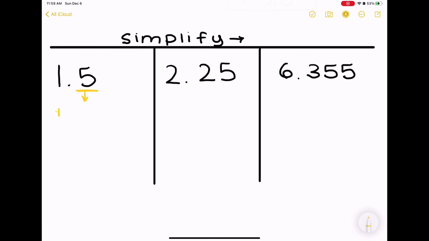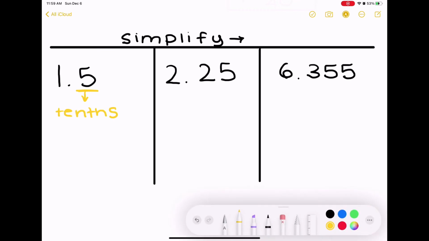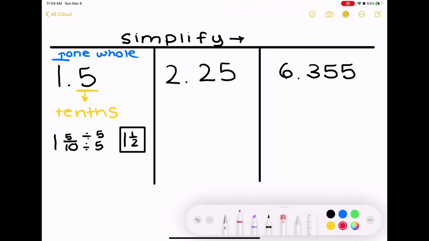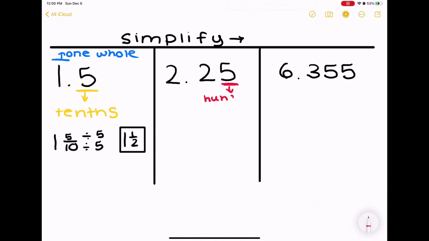Now let's go ahead and simplify. So for the first one, the last digit is in the tenths place, and there is one whole. So this means we'll have 1 and 5 over 10. And if we simplify this and divide the numerator and denominator by 5, we can get 1 and 1/2.